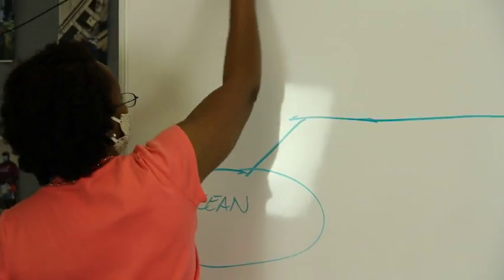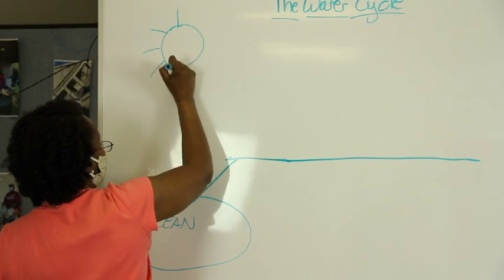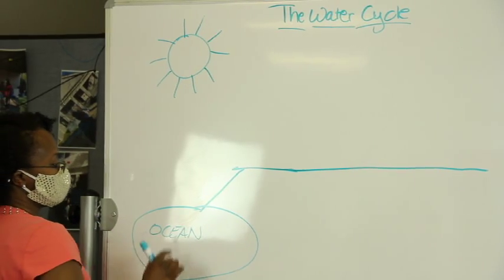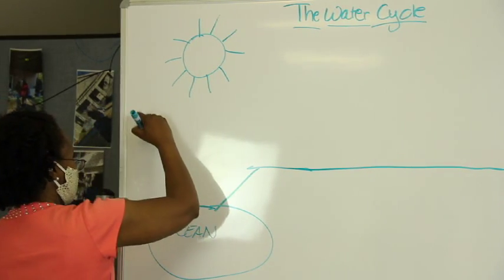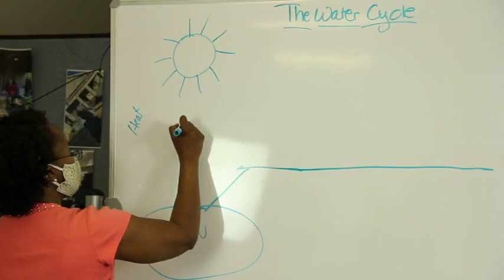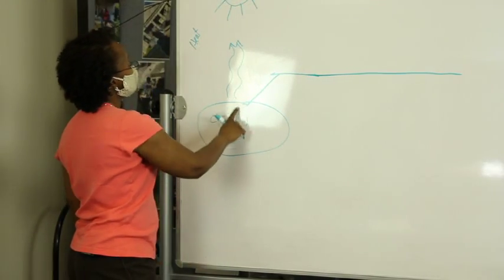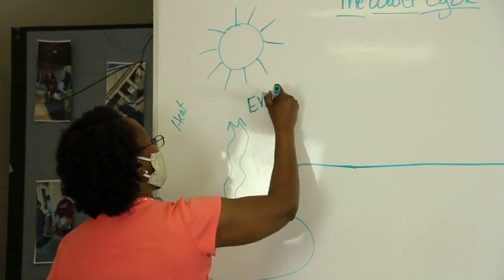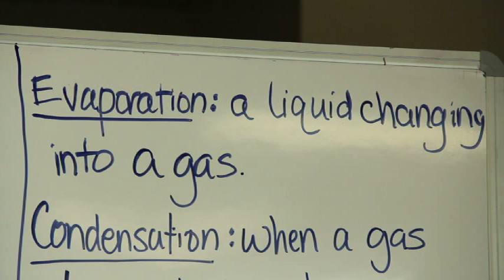What happens is that our sun heats up the water in the ocean, and when it heats up the water in the ocean, the water rises. As the sun heats the water and it rises, that's called evaporation. The water turns into water vapor, which is a gas.